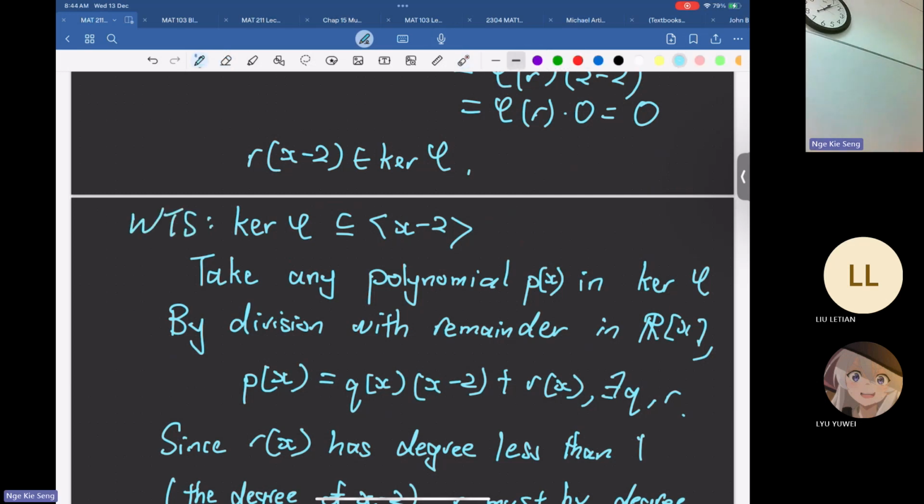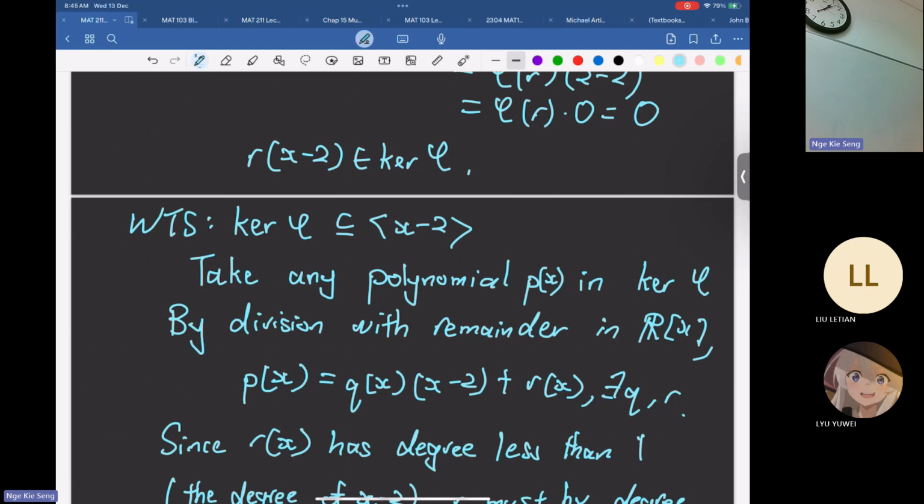We want to show that it's an element of the principal ideal. To show that something is in the principal ideal, what do you need to show? You need to show that it can be written as some r times the a. What is a here? It is x minus 2. So what can you do? You can use division with remainder.